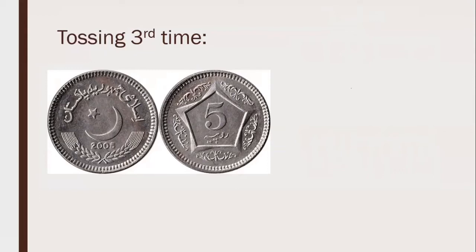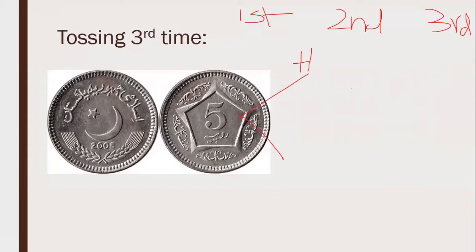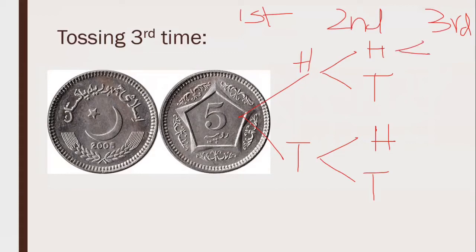What is a tree diagram? It's basically the first toss, then the second, then the third. In the first toss, you can get either a head or a tail. Then in the second toss, you can get a head or tail after the head, and a tail or head after the tail. And in the third toss, you can again get two outcomes in this way: head or tail, head or tail, head or tail.